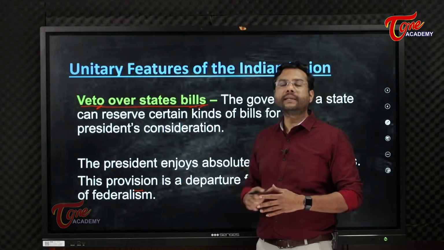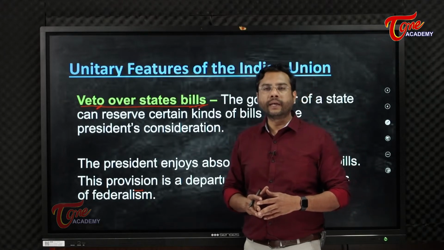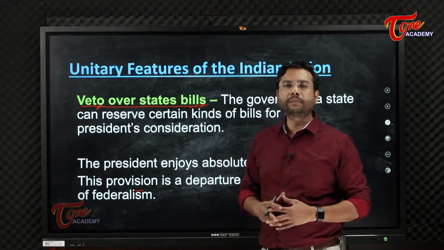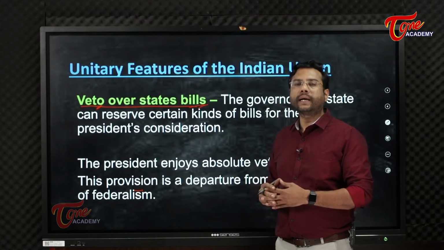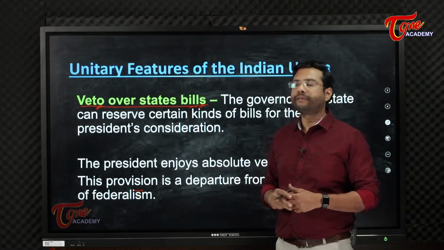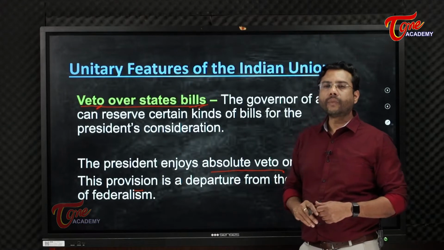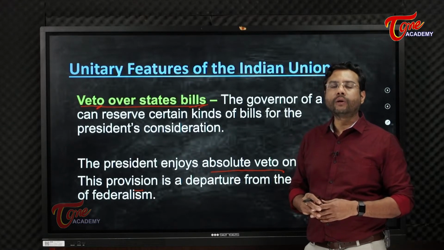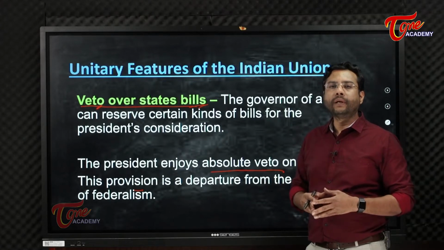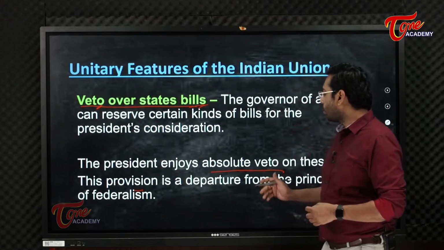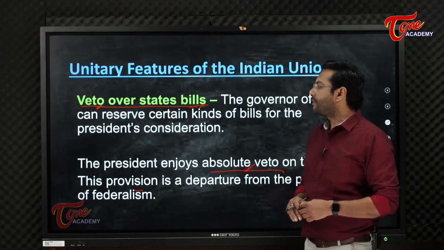Because the president is the union head, it would generally be a unitary feature in not considering the bills passed by the state assembly. So, that provision undermines the concept of federalism. The president enjoys absolute veto here. After reconsideration also from the state assembly, the president may stop the bill with him, may keep the bill with him. So, he enjoys absolute veto, and this is against the concept of federalism.